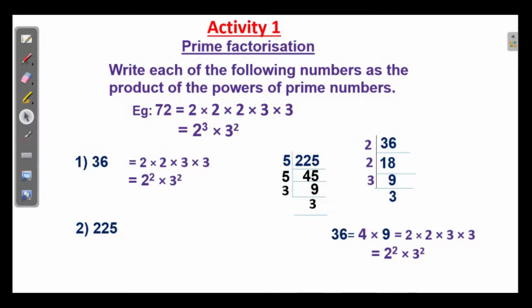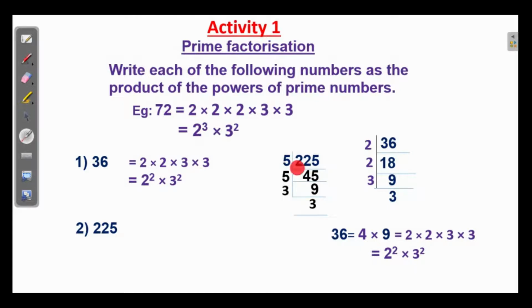And 225. Here this is ending in 5. So 5 is a factor. So we can write it as 4 5s are 20. Carry 2. 25. 5 5s are 25. Again 45. 5 is a factor. 9 5s are 45. Then 3 3s are 9. If you are first dividing it by 3, then also it is alright.